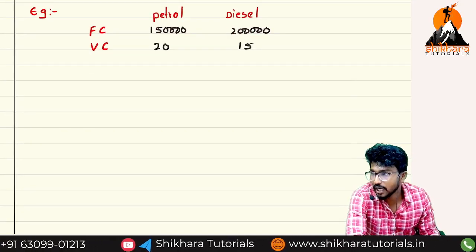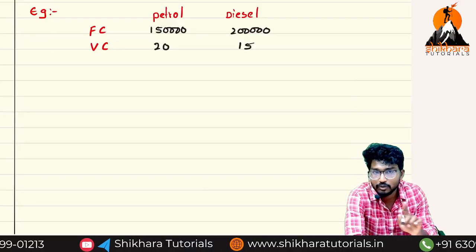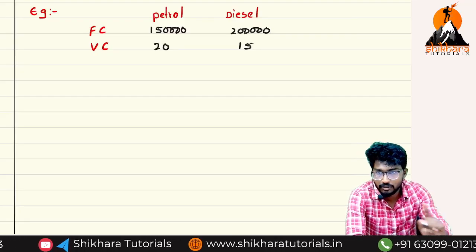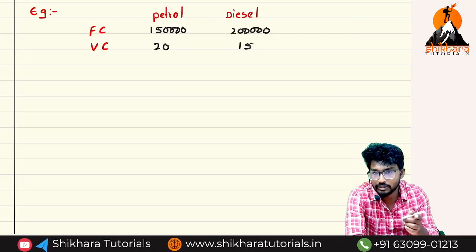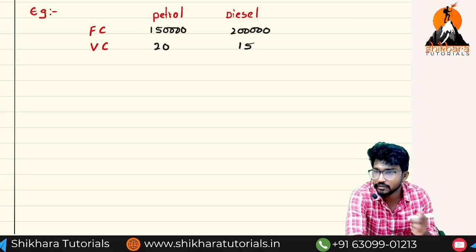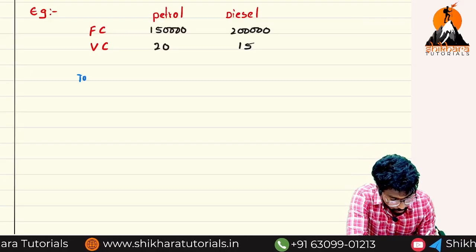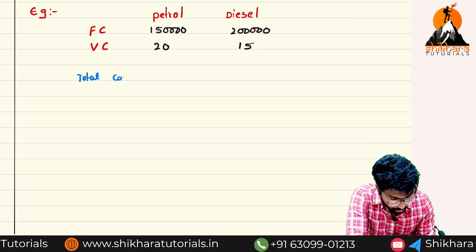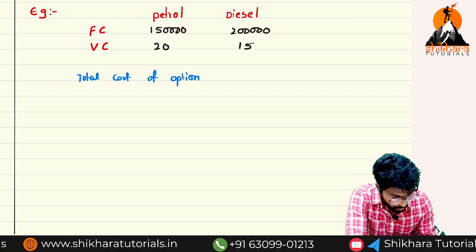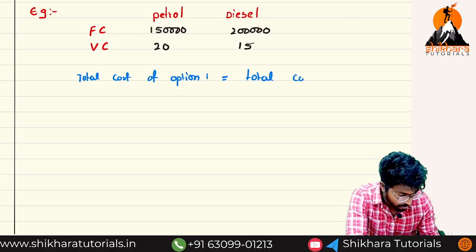Now, we all know at indifference point total cost at option 1 is equal to total cost at option 2. Am I correct? We all know that total cost of option 1 is equal to total cost of option 2 at which point? Indifference point. Now total cost of option 1 is equal to total cost of option 2.